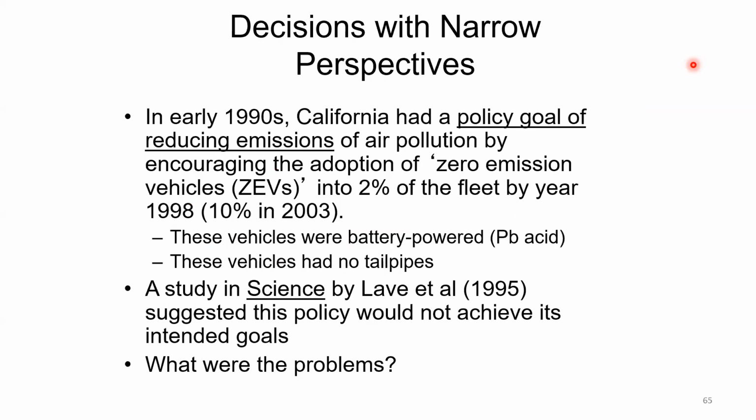So for example, in the early 1990s, California had a policy goal of reducing emissions of air pollution, and they wanted to adopt zero emission vehicles into 2% of the fleet. These vehicles were battery powered, with lead acid batteries. These vehicles had no tailpipes. But a study in 1995 said that this policy would not achieve its intended goal. So, what was the problem?